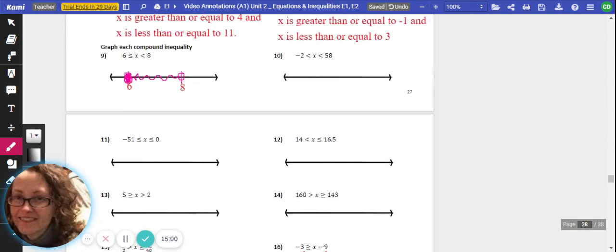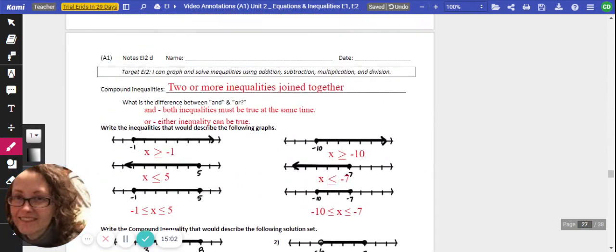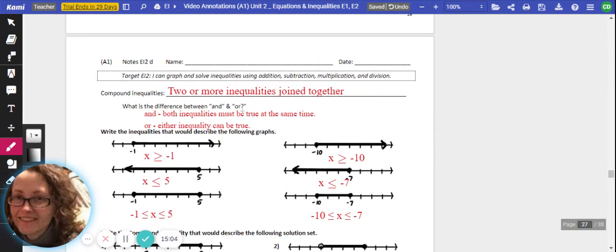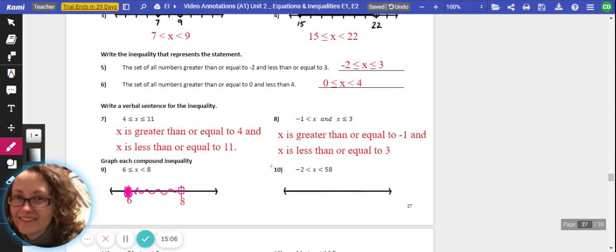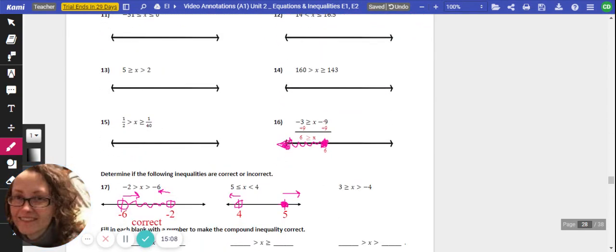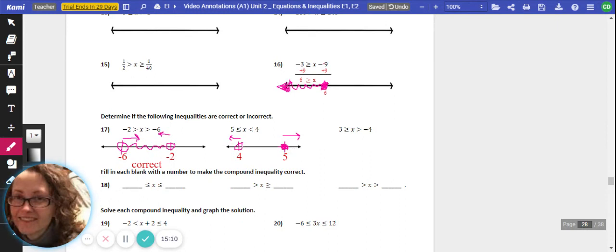If we review, and means both inequalities must be true at the same time. So looking at this, I cannot have this and this happen at the same time. They don't have any overlap. So this one would be incorrect.